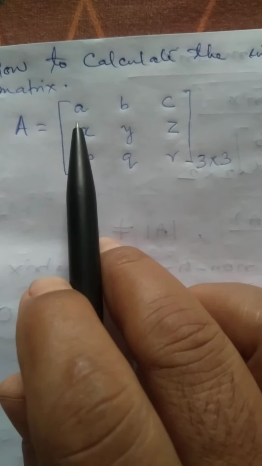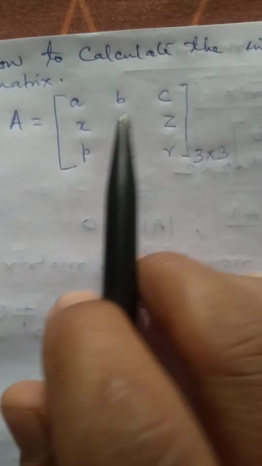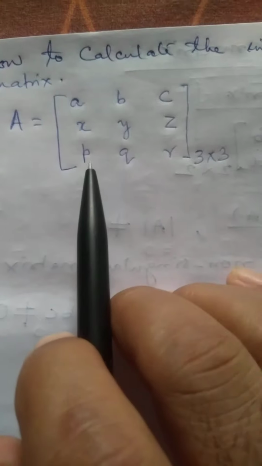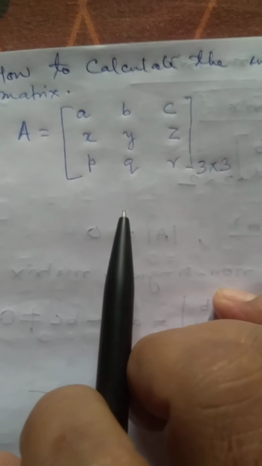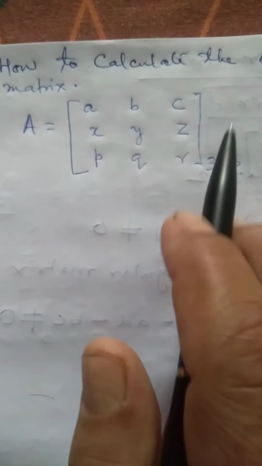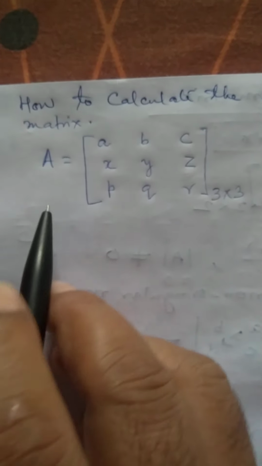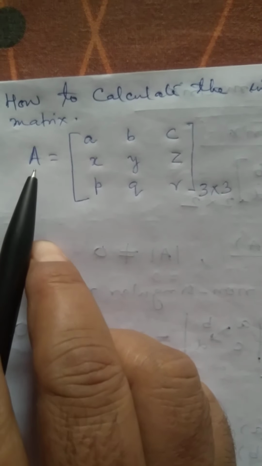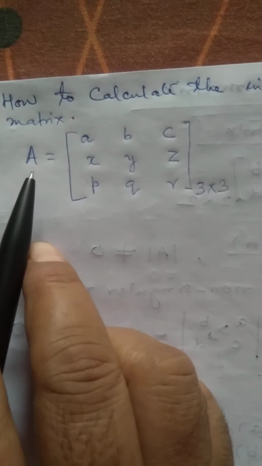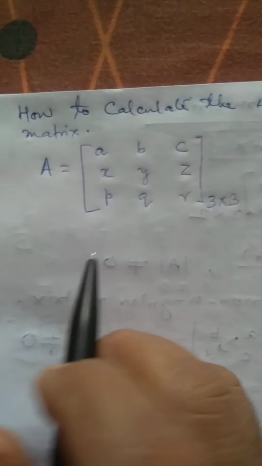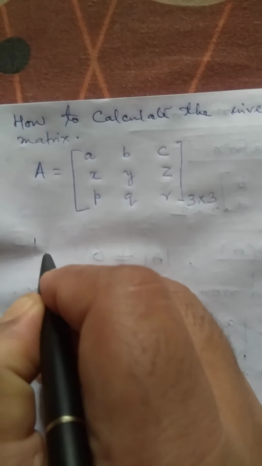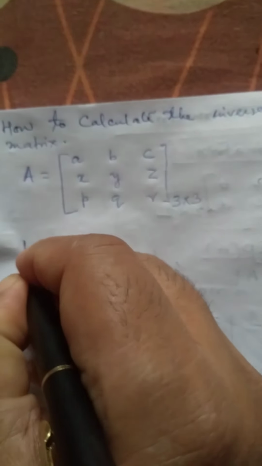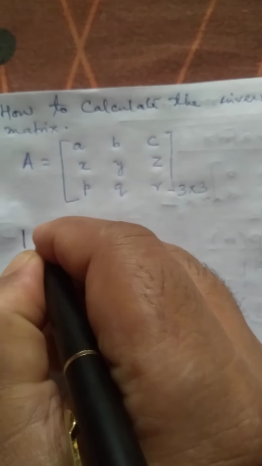Let its elements be A, B, C in the first row, X, Y, Z in the second row, and P, Q, R in the third row. Now this is a square matrix. As per the rule of inverse, we can find the inverse of a square matrix only when the matrix is a non-singular matrix. What does it mean? We will try to find out the value of determinant A.